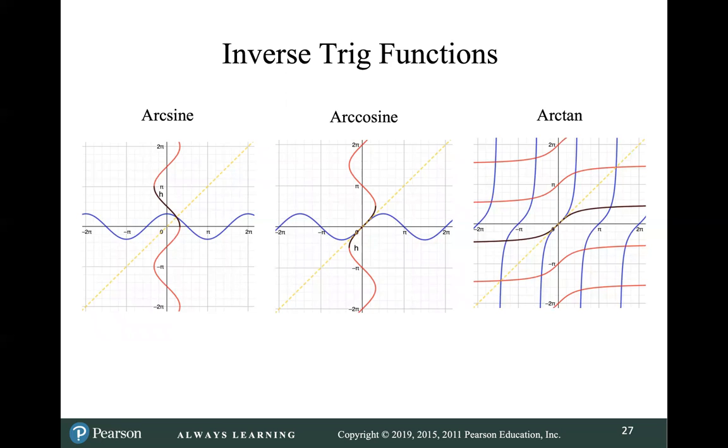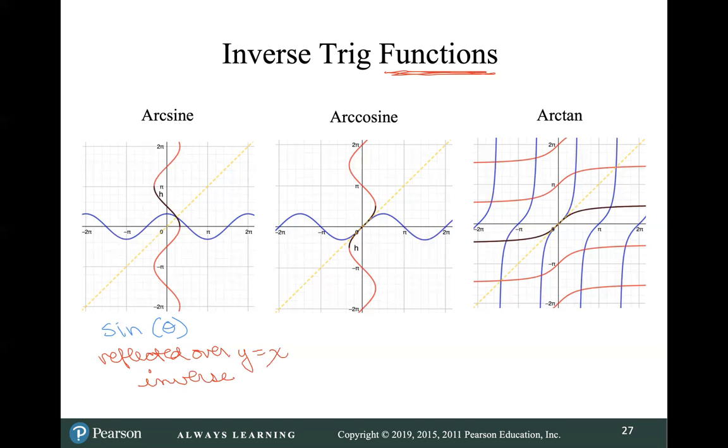So we start with, in this one, the blue graph is sine of theta. And then what I've done is the red graph is sine of theta reflected over y equals x. So that yellow line is y equals x. Now remember, that makes an inverse graph. However, we want our inverse to be a function, so it must pass the vertical line test. Now that red graph does not pass the vertical line test. So what we do is we take part of it that would pass the vertical line test.